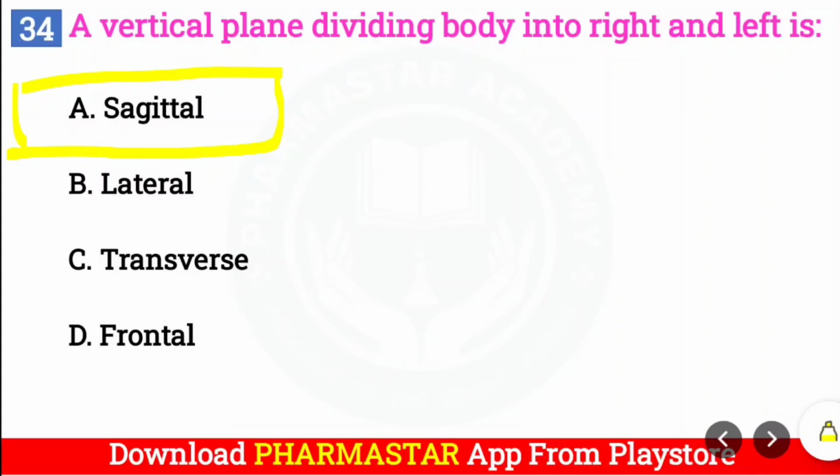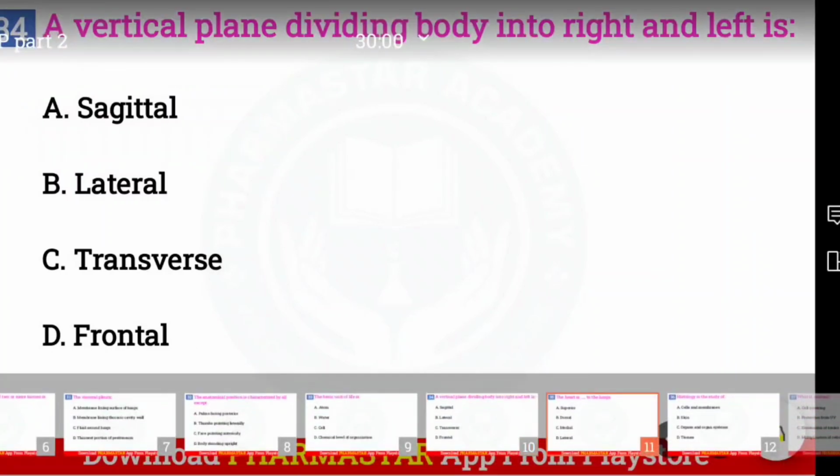Lateral, this is a direction term, not a primary anatomical plane. It describes a position further from the midline of the body. C, Transverse. This is a horizontal plane that divides the body into upper and lower portions. D, Frontal, also known as the coronal plane. This is the vertical plane that divides the body into front and back parts. That's why the correct answer is option A.